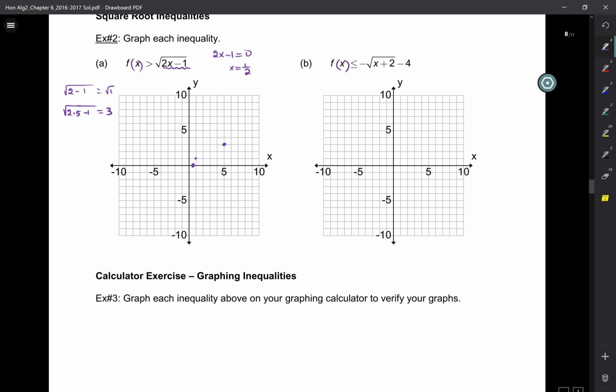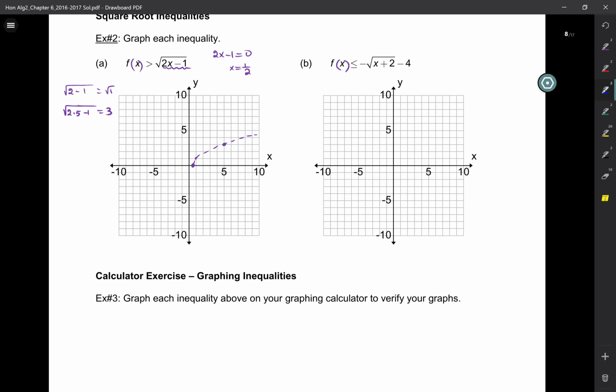Okay, so that's off the grid. Now, this however is an inequality. It's greater than, not greater than or equal to. So when I do this, do I do a dotted or a solid line? I do a dotted line. Now, if I want y to be greater than, am I going to shade above or below? Above.